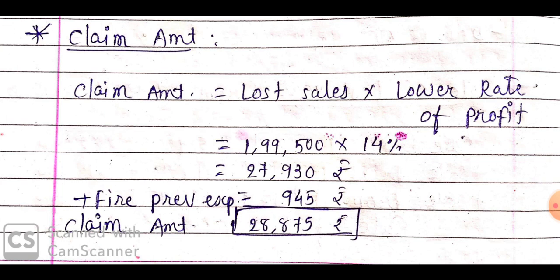27,930. But in the problem we are given the fire prevention expenses. We have to add it. Why? Because when we claim the claim amount, we also have the right to get the fire prevention expenses from the insurance company. So we add it to the claim amount. So now our total claim amount is equal to 28,875. Thank you.